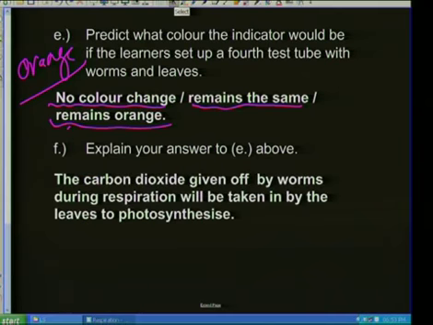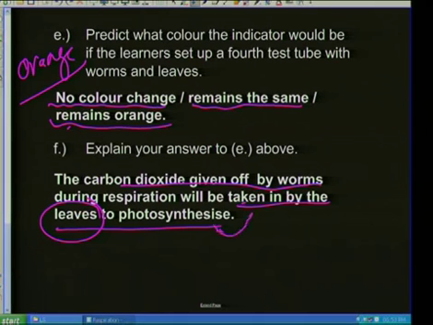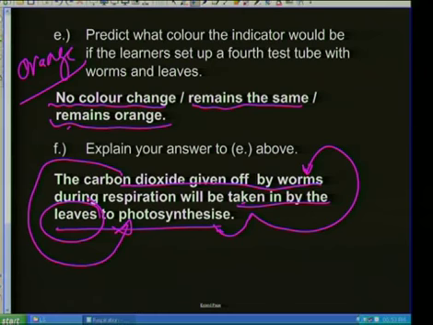Why? It's obvious. The carbon dioxide given off by the worms during respiration will be taken in by the leaves for photosynthesis. Remember, even the leaves themselves will also use up some carbon dioxide, and what they release is going to go to the worms. At the same time, the carbon dioxide that the worms give off will be taken by the plant for photosynthesis and for respiration, because the plants must also respire. So there's a balance between the oxygen and carbon dioxide.